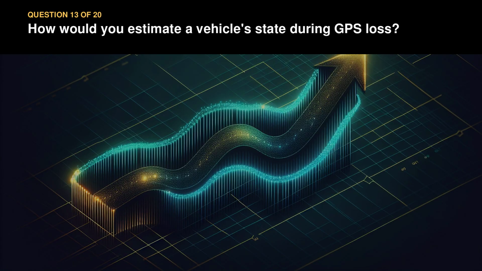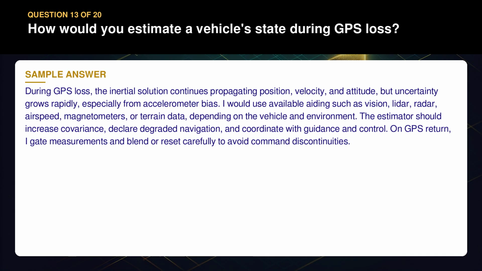Question 13. How would you estimate a vehicle's state during GPS loss? During GPS loss, the inertial solution continues propagating position, velocity, and attitude, but uncertainty grows rapidly, especially from accelerometer bias. I would use available aiding such as vision, lidar, radar, airspeed, magnetometers, or terrain data, depending on the vehicle and environment. The estimator should increase covariance, declare degraded navigation, and coordinate with guidance and control. On GPS return, I gate measurements and blend or reset carefully to avoid command discontinuities.